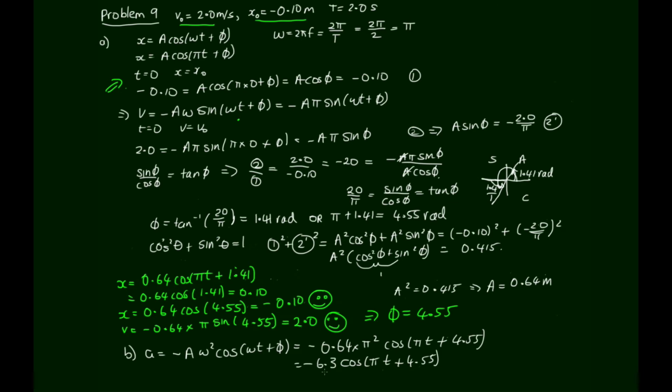So we should just give this phi to two significant figures for our final answer. So we can write this as 6.3 cos pi t plus 4.6. And then the units, this here is in meters per second per second.